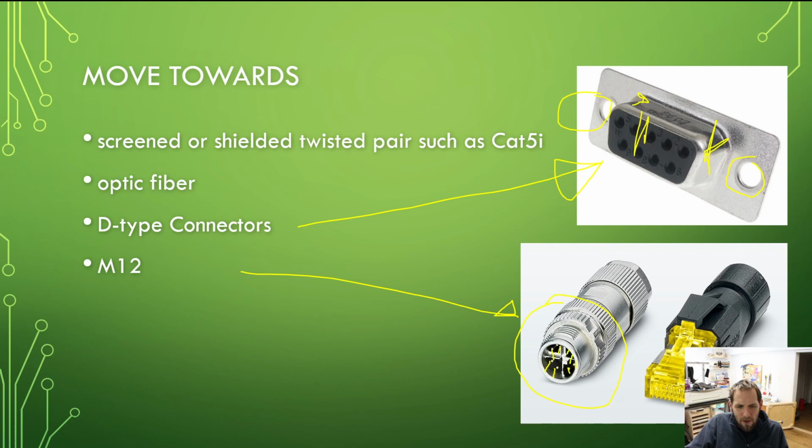The M12 form factor is governed by IEC 61076. This is widely accepted in fieldbus and automation applications, which is one of the reasons why people are liking it for Ethernet in the industrial environment. They're already being used. They already know these connectors work. Why screw with something if it ain't broke type of thing. And obviously the reason is, well, there's a better option out there.